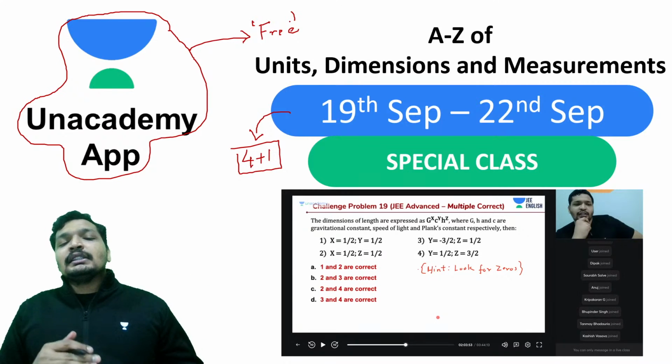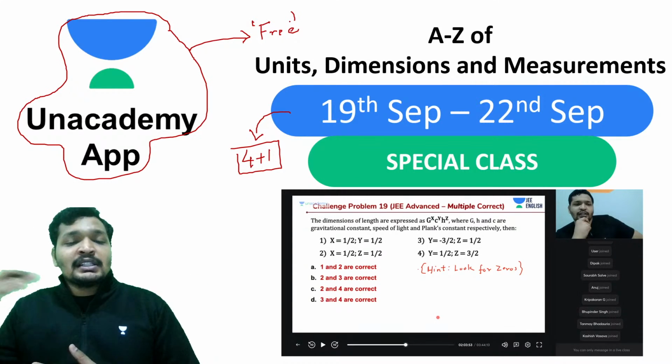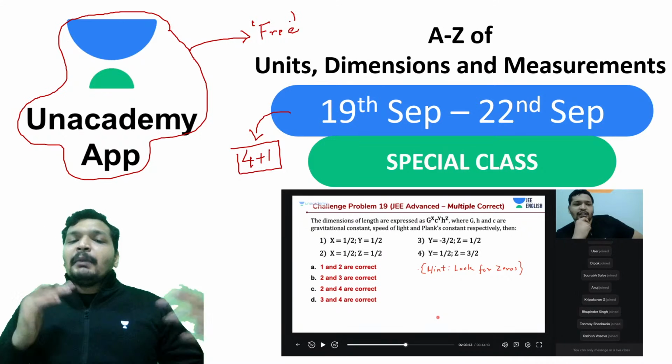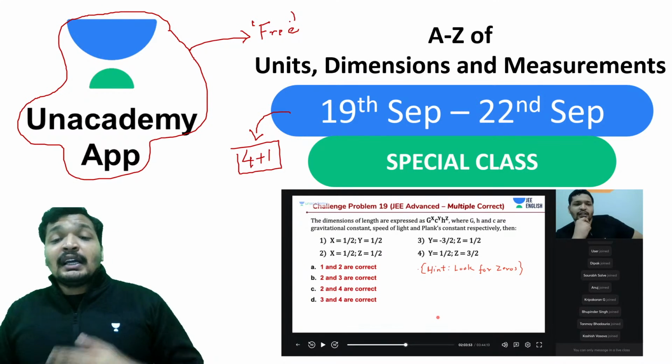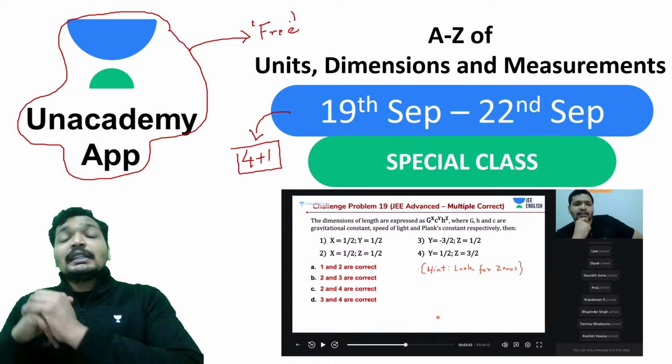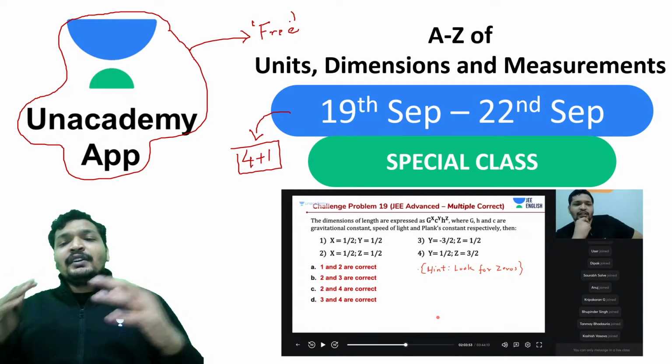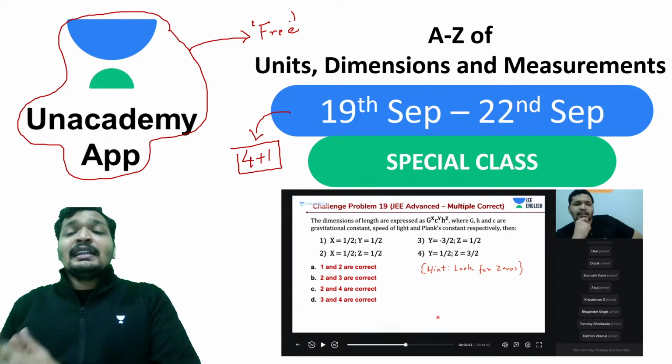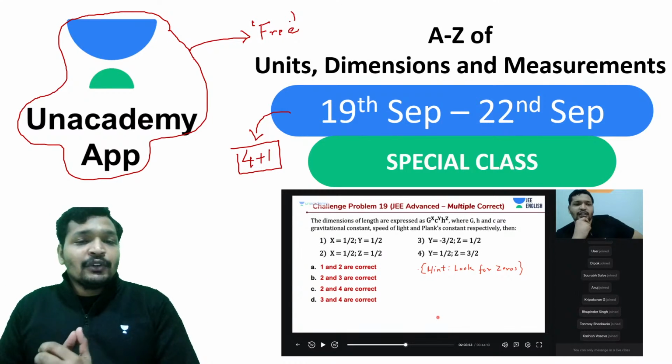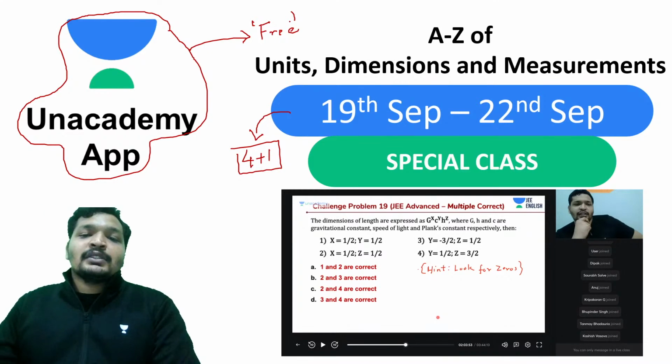What have we discussed in this 4 + 1 session? One session is all about just model problems, but we have discussed units based problems, dimension analysis of important quantities, and measuring instruments like vernier calipers and screw gauge, error analysis, least count analysis, and many more things in this just 4 + 1 session.